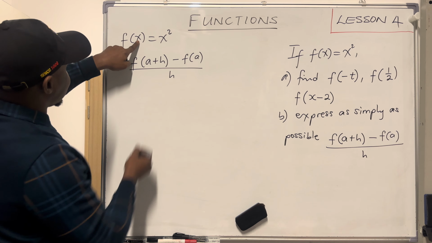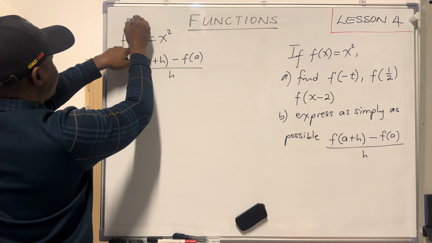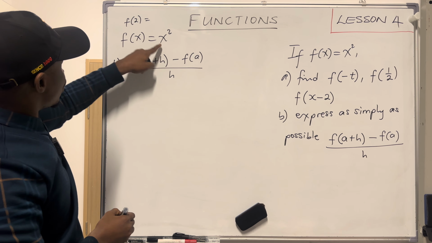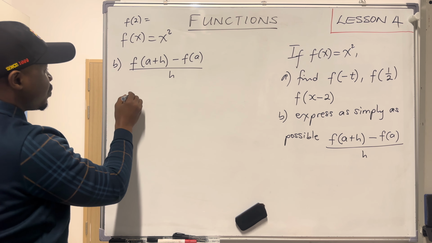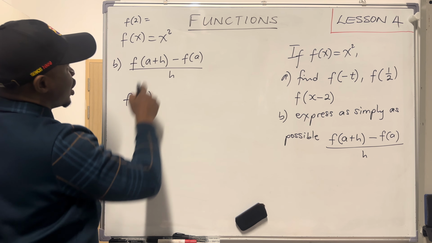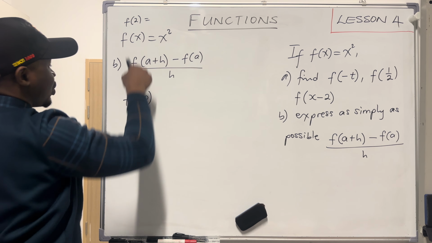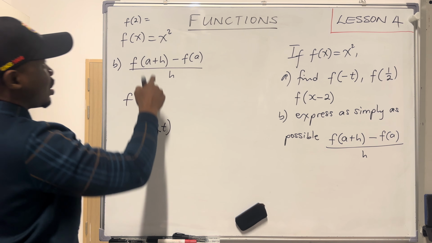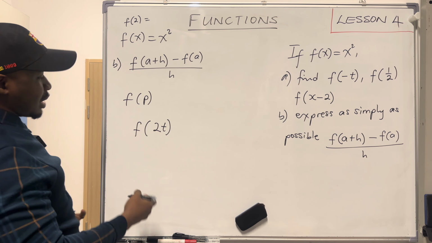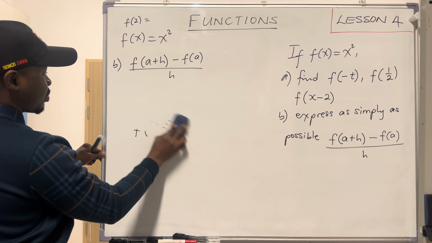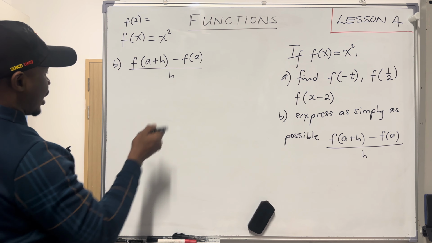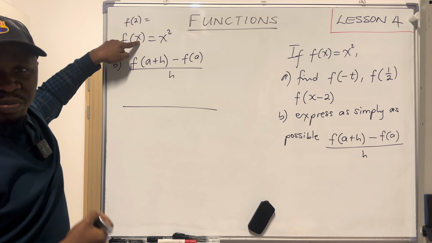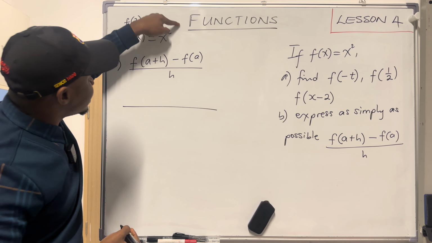So if x is replaced, like f of 2, if you see x here, you write 2 instead. If it is f of p, wherever you see x, you write p. If it is f of 2t, wherever you see x, you write 2t. So if this one is saying f of a plus h, now x is to be replaced with what? A plus h in this function.